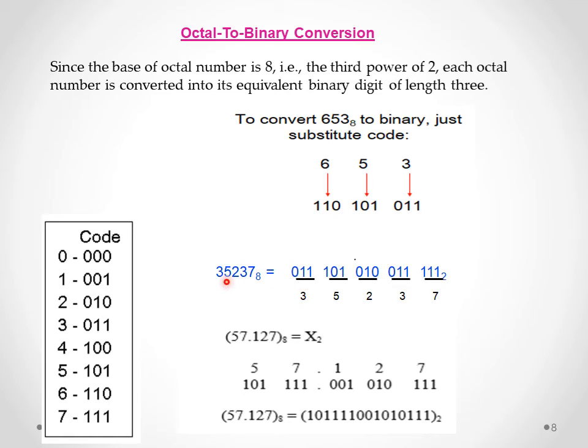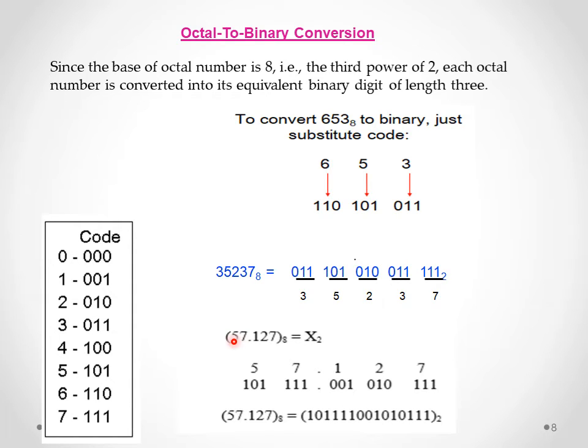Now the next question is 35237 convert to binary. So each digit is written into its equivalent 3-digit code. 3 is equal to 011, 5 is 101, 2 is 010, 3 is 011, 7 is 111. So the given octal is converted into its binary form.